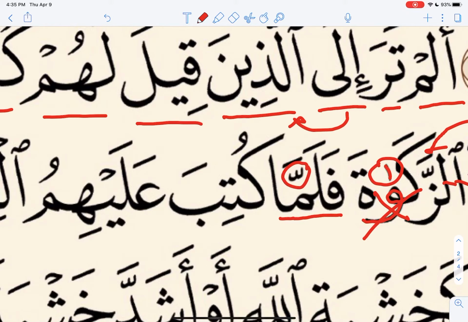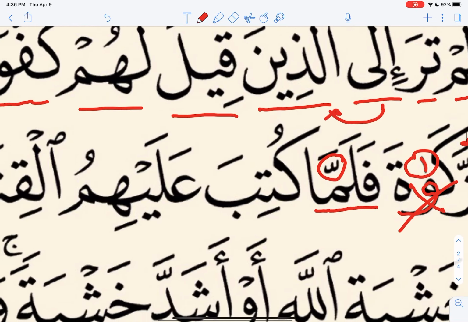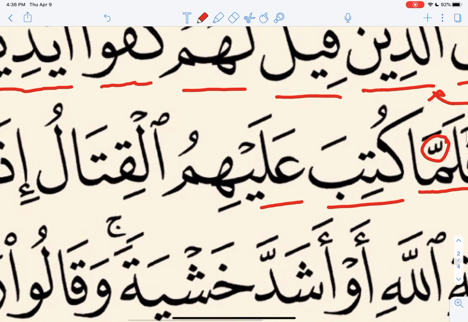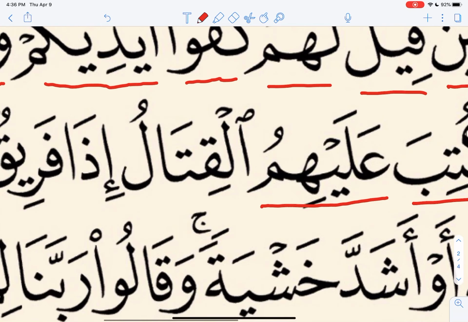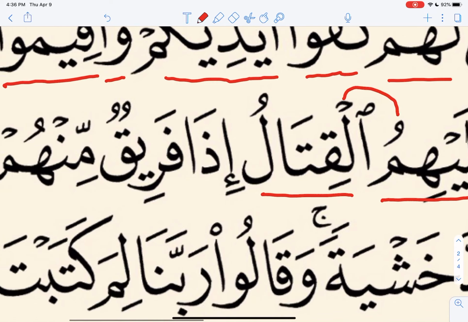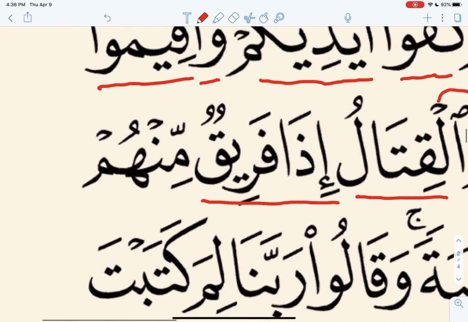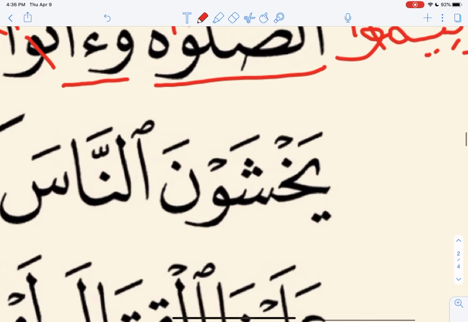فَلَمَّا. Don't forget, we hold the mim and nun with a shadda. فَلَمَّا كُتِبَ عليهم القتال إذا فريق منهم. Again, if you're starting with the shadda, we're not going to pay it any mind. That's for when you're continuing. We say فريق منهم, but we'll talk about why that's there later.